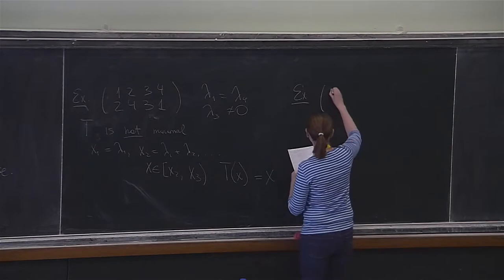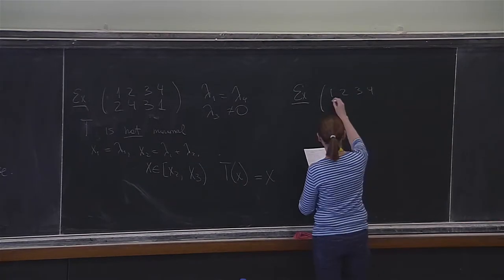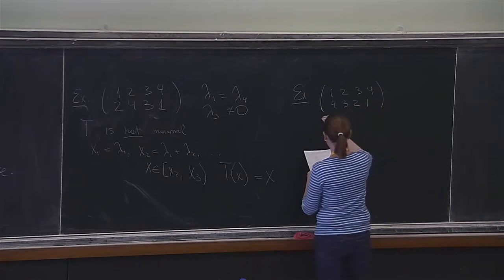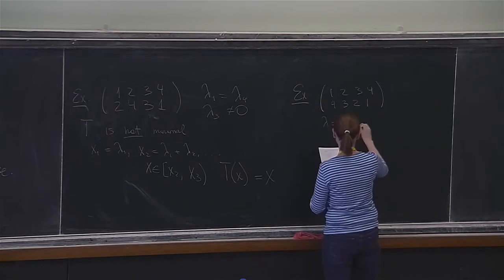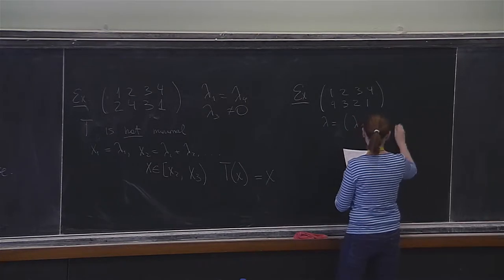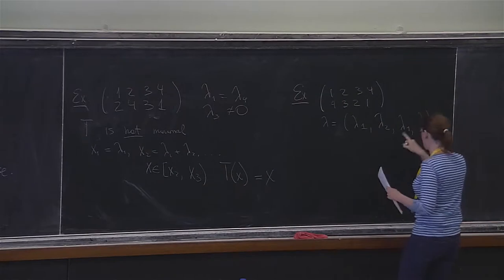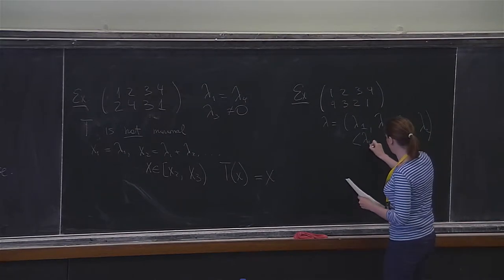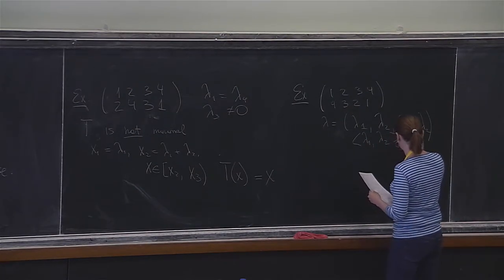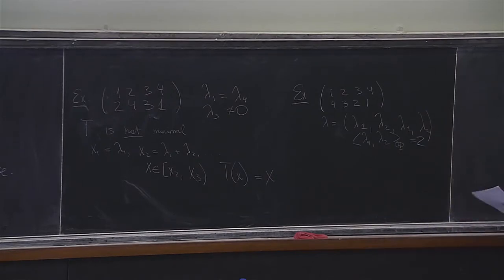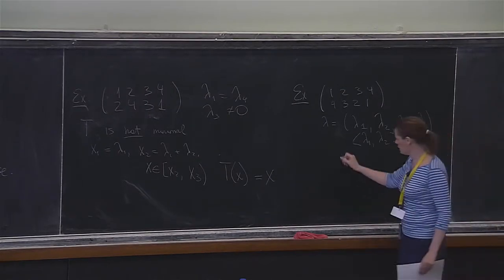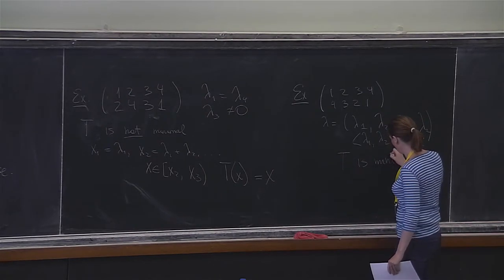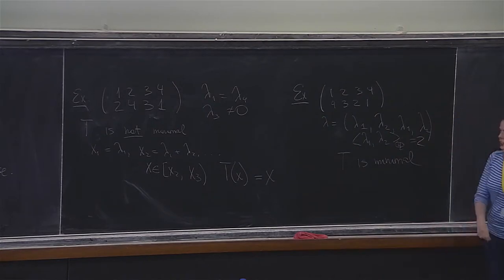So we take the following permutation, again on four intervals, 4, 3, 2, 1. And our vector of lengths looks as follows: lambda 2, lambda 1, lambda 2, again lambda 1, lambda 2. So lambda 3 is equal to lambda 1, lambda 4 is equal to lambda 2, and we would like them to be incommensurable. And in this case, it's quite easy again to see that our T is minimal.